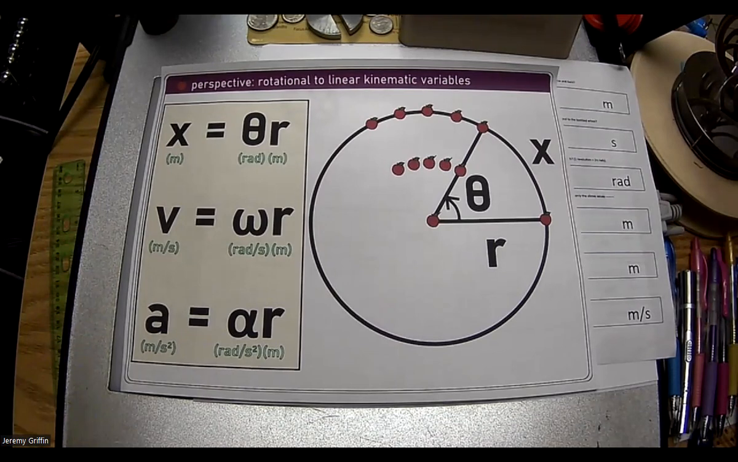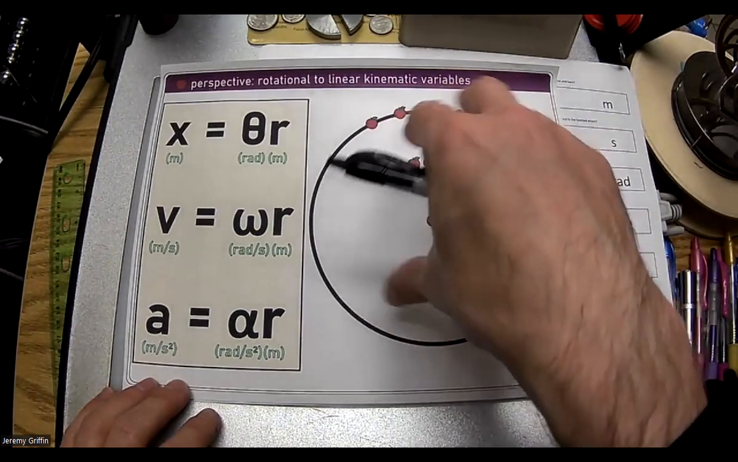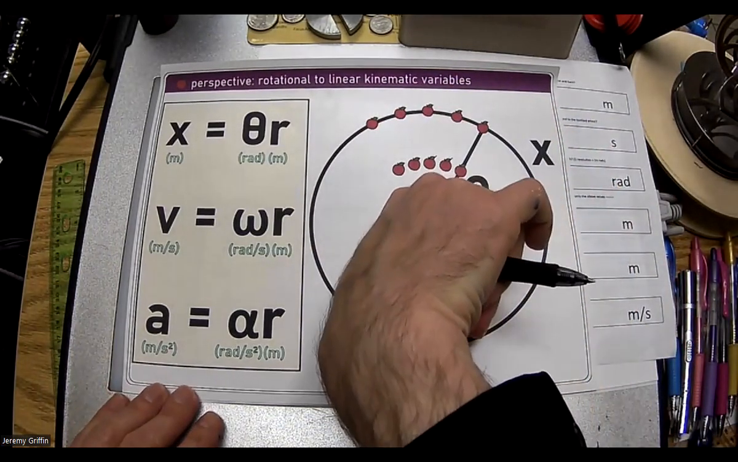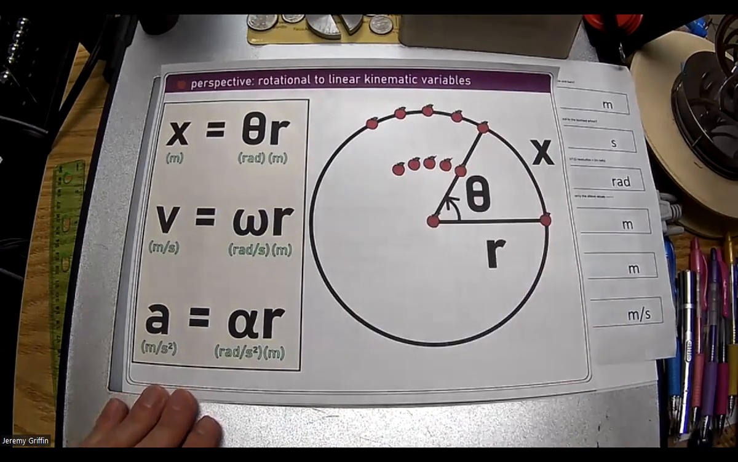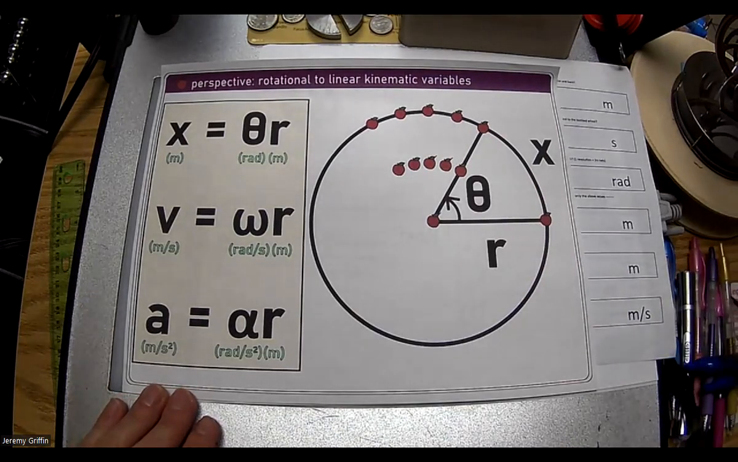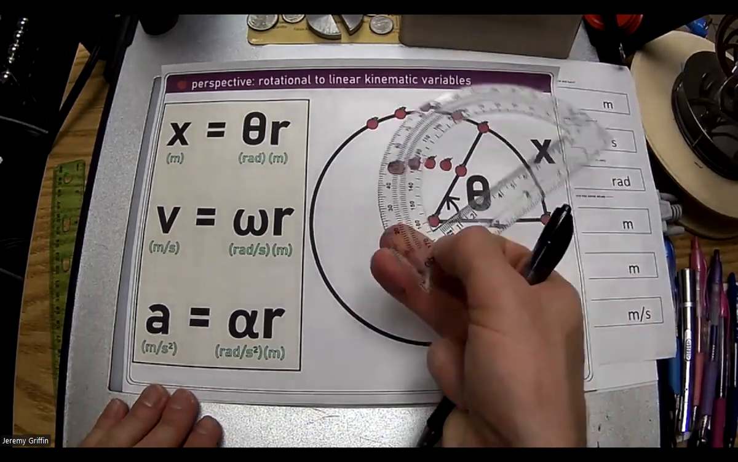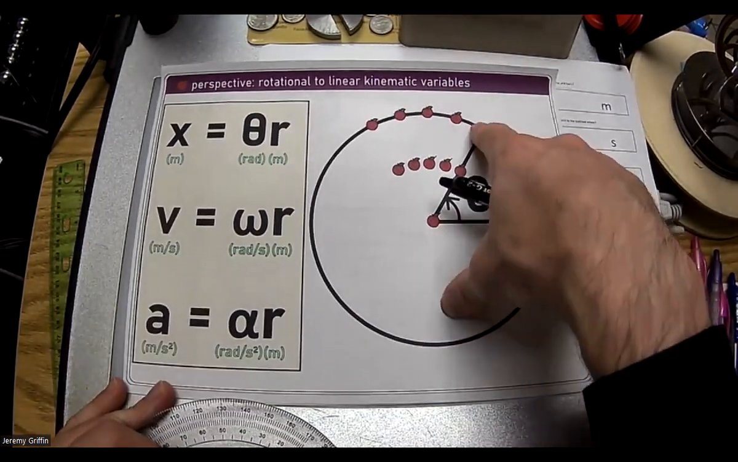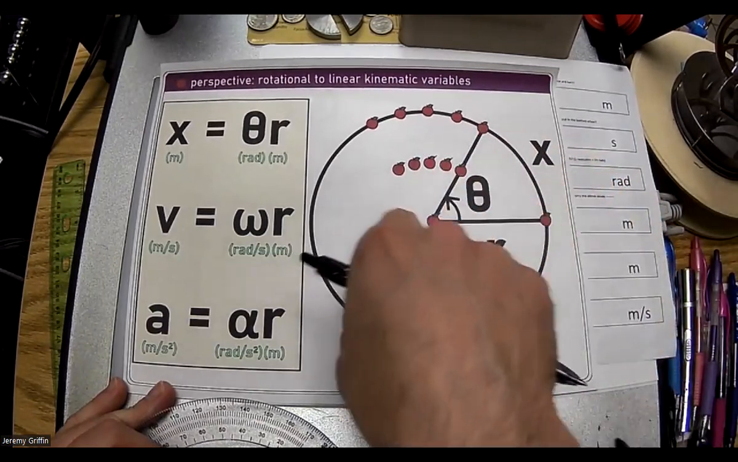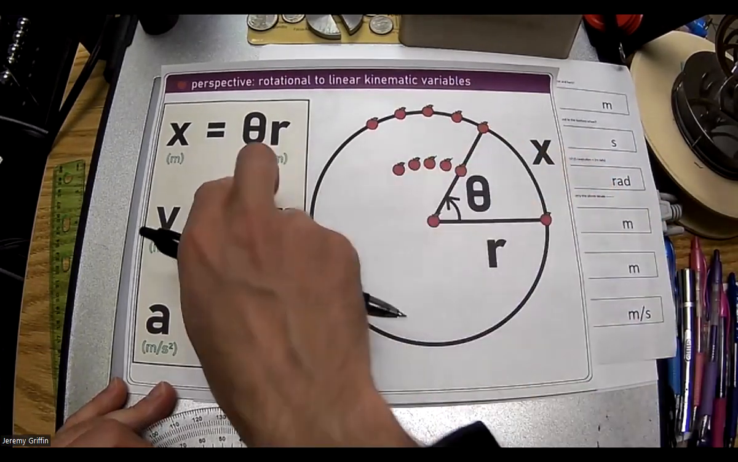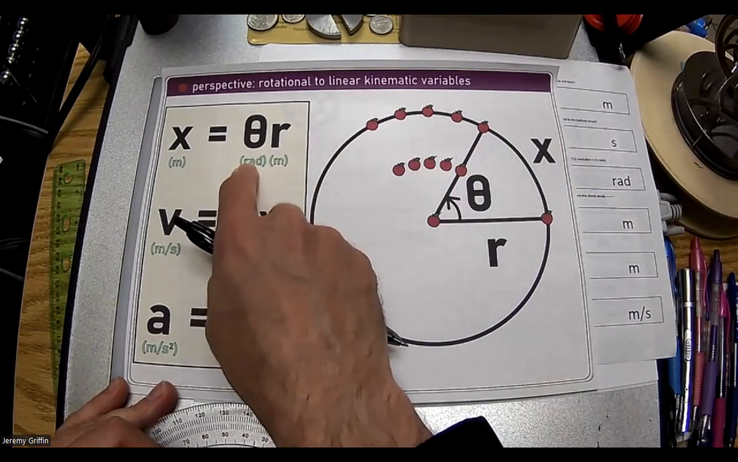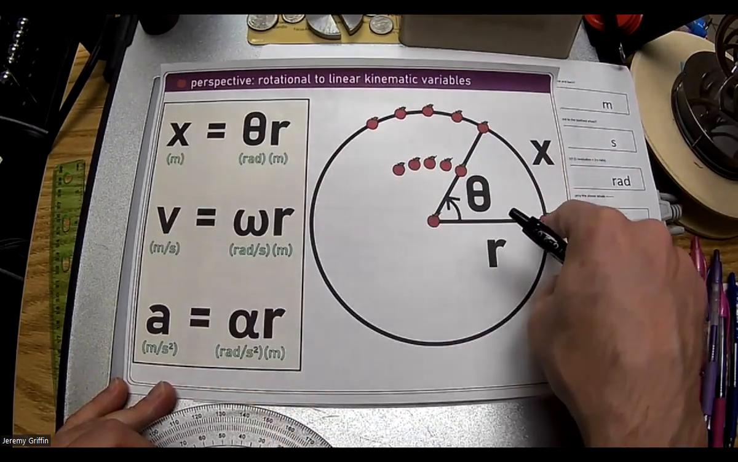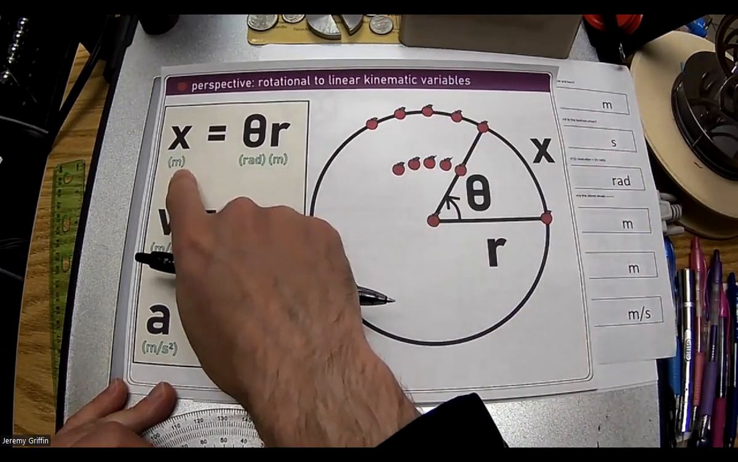So if you have a turntable turning, or a cogwheel that's turning, and I want to say how far it has turned in degrees or radians that you could measure with a protractor, and then how far a point on the edge has moved in centimeters or meters, all I have to do is take how far it's rotated in radians and multiply by the radius. That tells me how far the point has moved as a linear value.